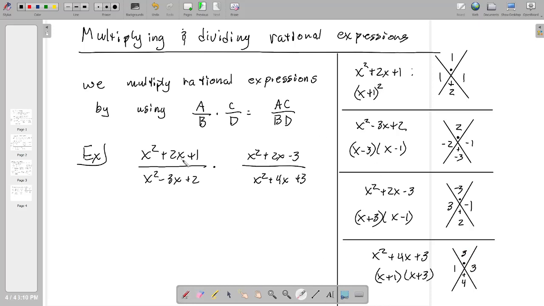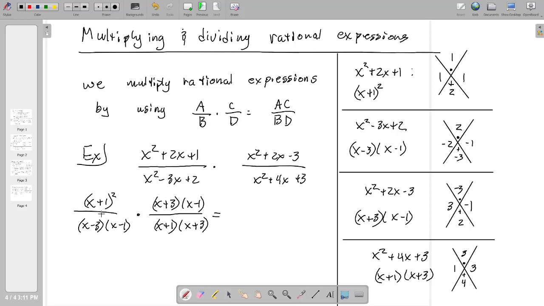Now let's rewrite each of these rational expressions in their factored form. So we have x plus 1 squared divided by x minus 2 times x minus 1, times x plus 3 times x minus 1 divided by x plus 1 times x plus 3. Now you might see right away that we can cancel our x plus 3 here and here. And if you do that first, that's an excellent way to do it. That is probably the most efficient way, to look to cancel before we multiply.